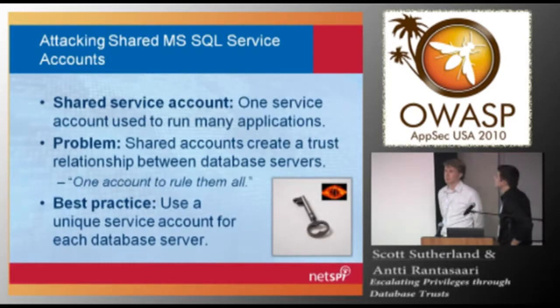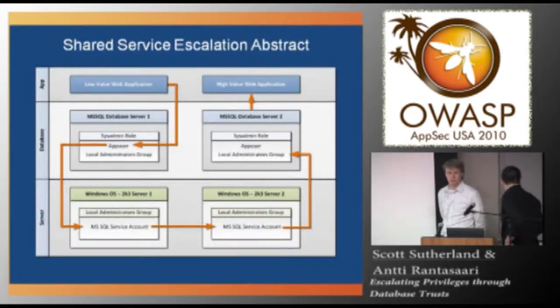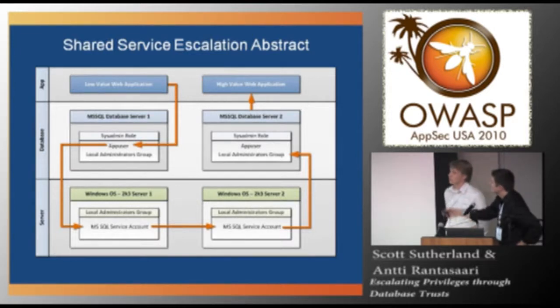All right. So people have trouble grasping why this works, so I made this little abstract. Let me outline this here. We have an app layer, a database layer, a server layer. On the left side, we have all of the low-value assets. On the right side, we have high-value assets, similar to the other diagrams.